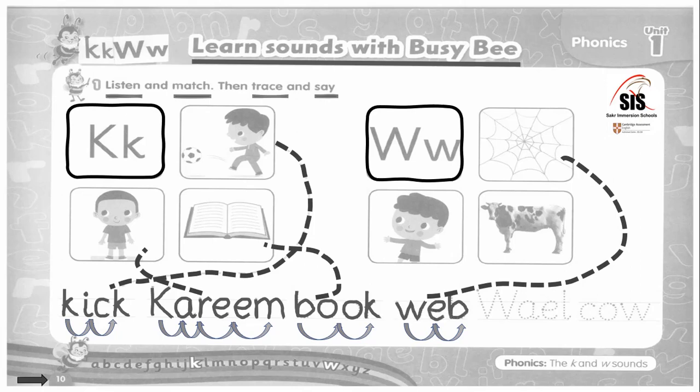Next word. Wa'il. It's another name of another boy. And we have Wa'il under letter W. So match Wa'il to his name and then trace the name Wa'il.